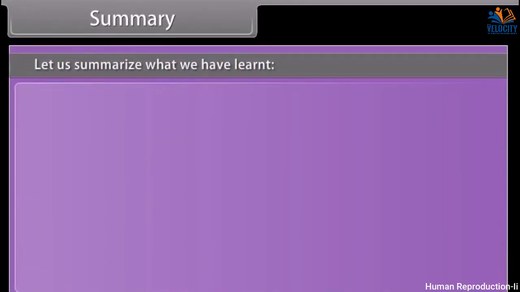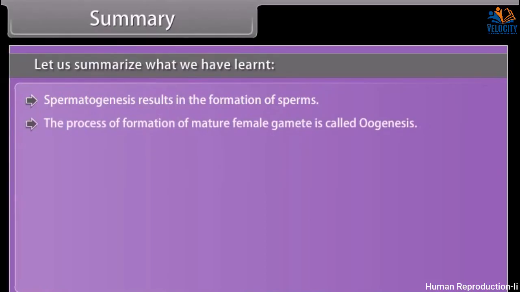Summary. Let us summarize what we have learned. Spermatogenesis results in the formation of sperms. The process of formation of mature female gamete is called oogenesis. The female reproductive cycle is called menstrual cycle.